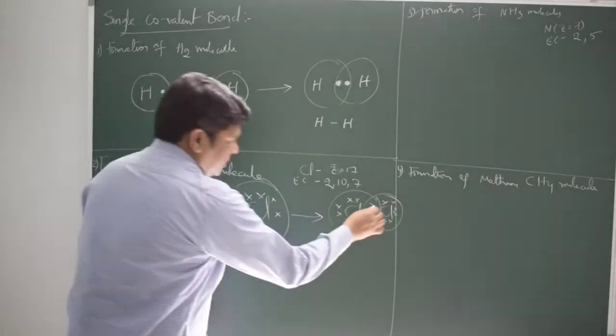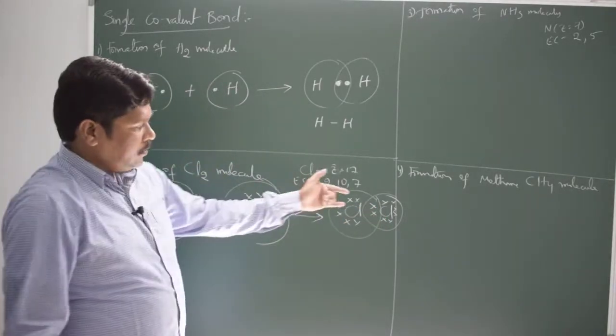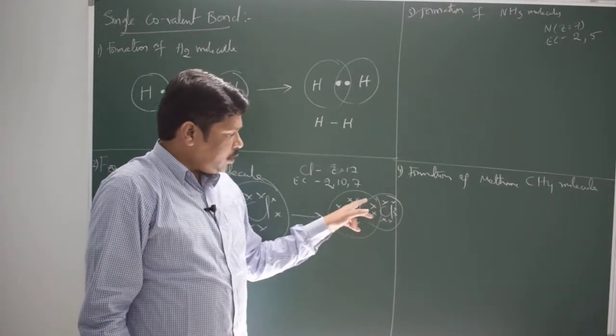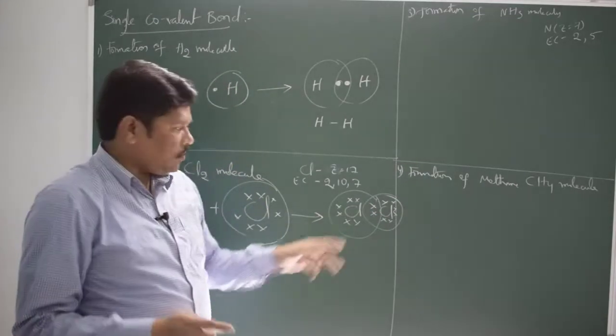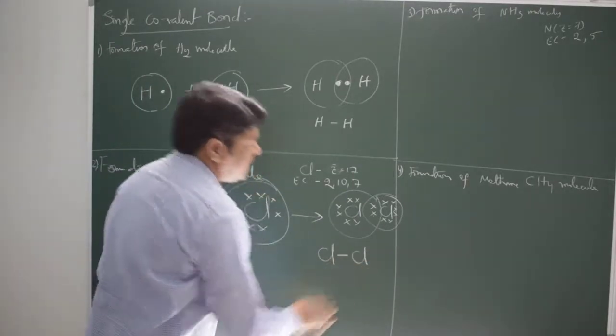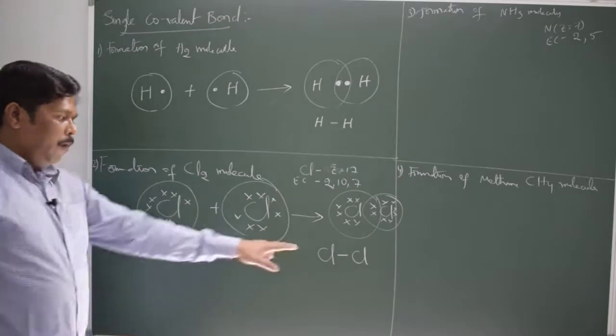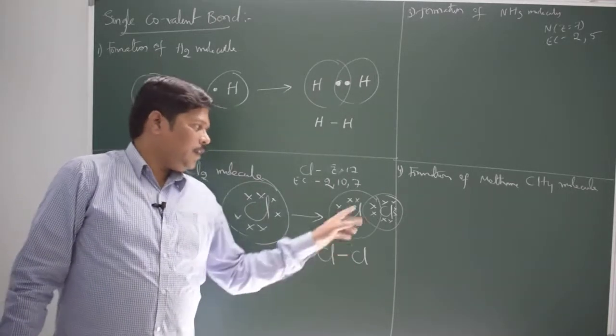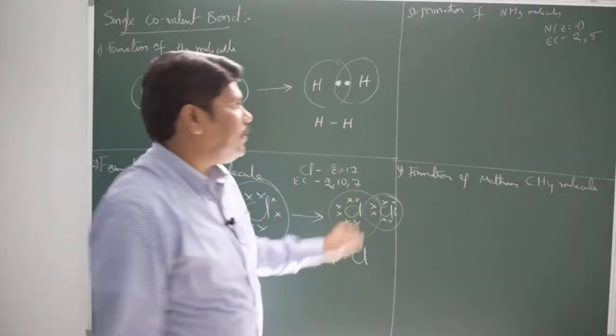Okay, now these two electrons: one electron is from this chlorine atom and another electron from this chlorine atom. Each one is contributing one electron. So a single pair of electrons is shared between them. That's why it is represented by a single line, or a single bond. We say the small single line is a single bond. A single bond represents a single pair of electrons shared between the atoms.